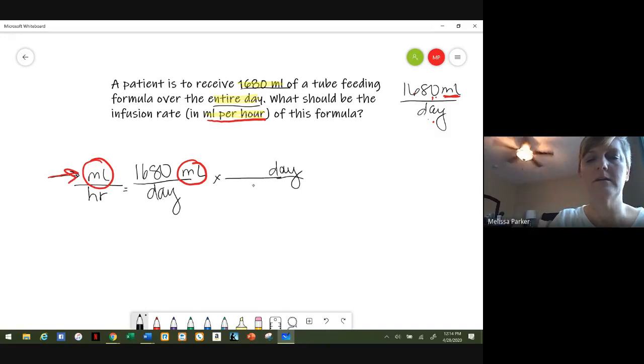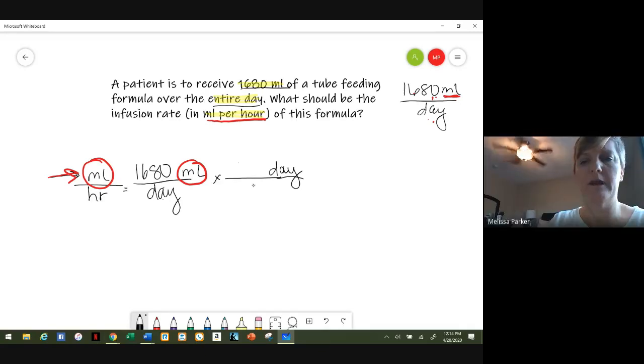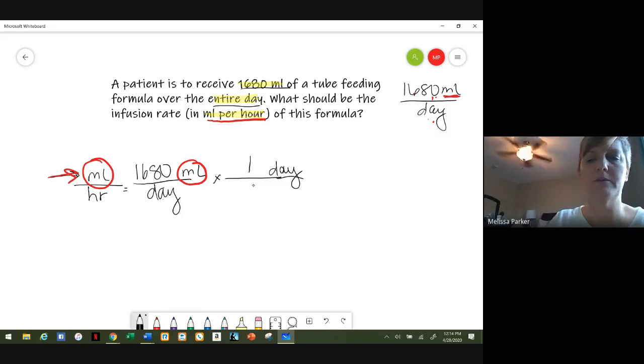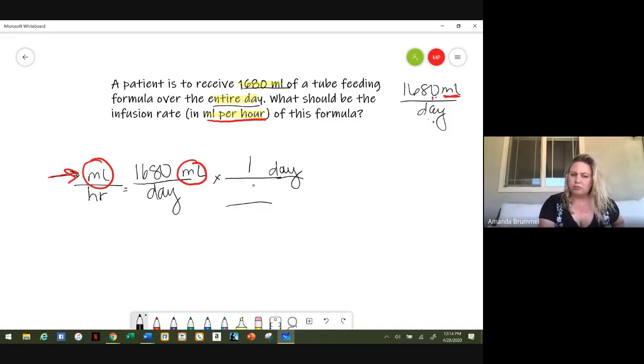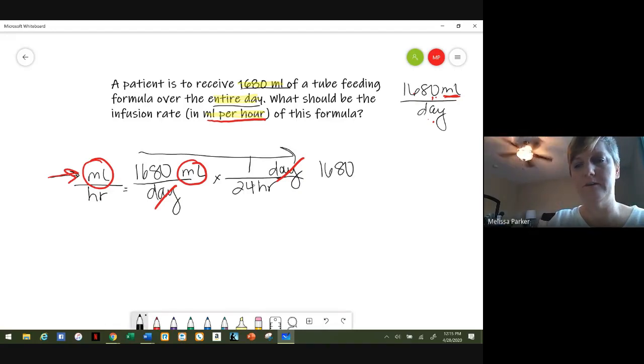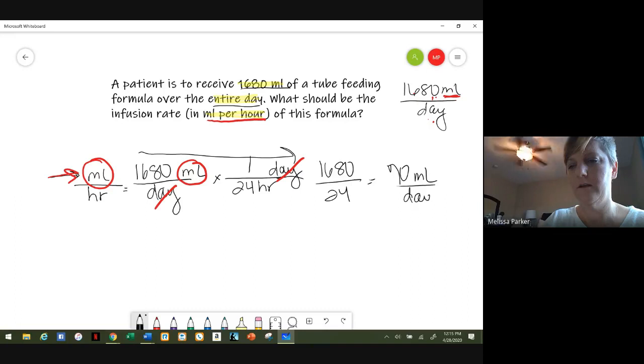I know this needs to be a day. So what can I put right here to get to hour? 24. I'm going to put 24 right here. And one day. And then what do I put down in this section? 24 hours. Good. Okay. And then now I can cancel out my day, and then I can multiply this across, right? So you would end up with 1,680 over 24, and then you end up with 70 mLs per hour.